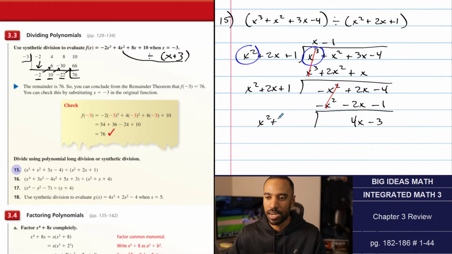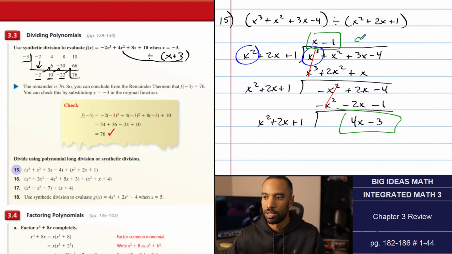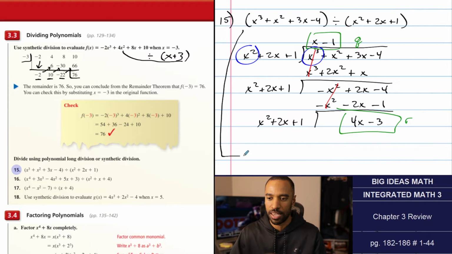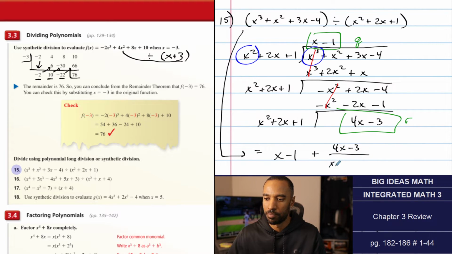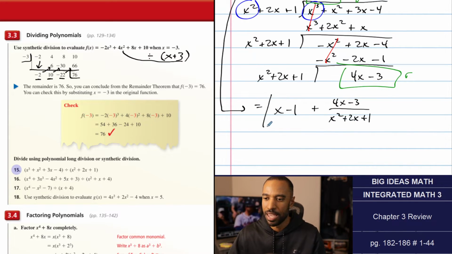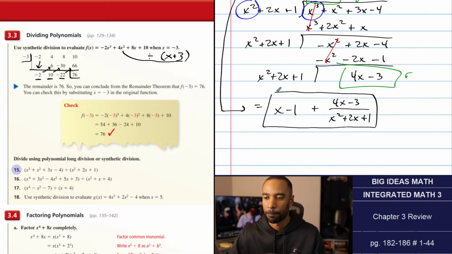Now, x squared cannot go into 4x. This is a higher degree than that. So it's at this stage that we stop. This is the quotient. This is the remainder. This is the q. This is the r, if you will. So when we're dividing that and asking for the result of what this thing is, when we divide these two, here's the answer. It equals x minus 1 with the remainder of 4x minus 3. We put it as plus 4x minus 3 all over x squared plus 2x plus 1. The thing that it couldn't divide by, it's still dividing by, right?